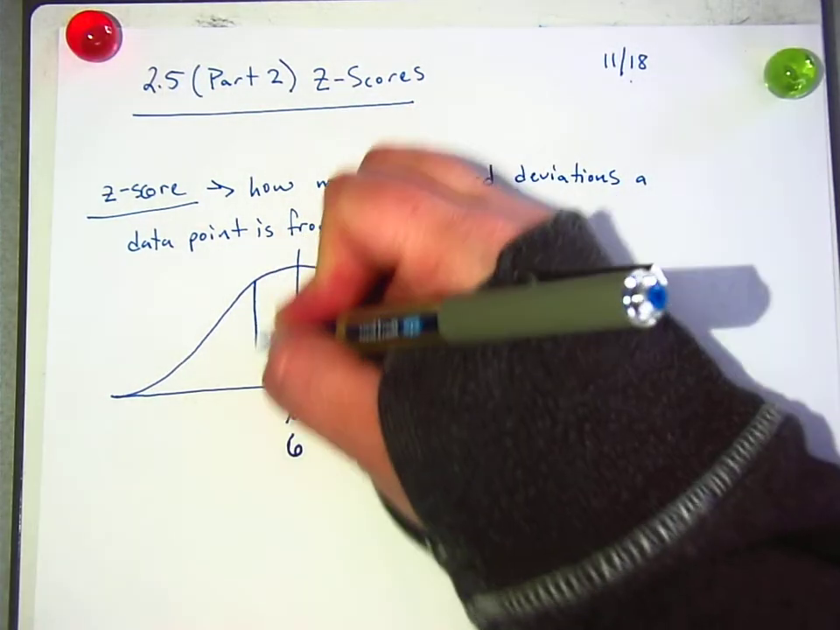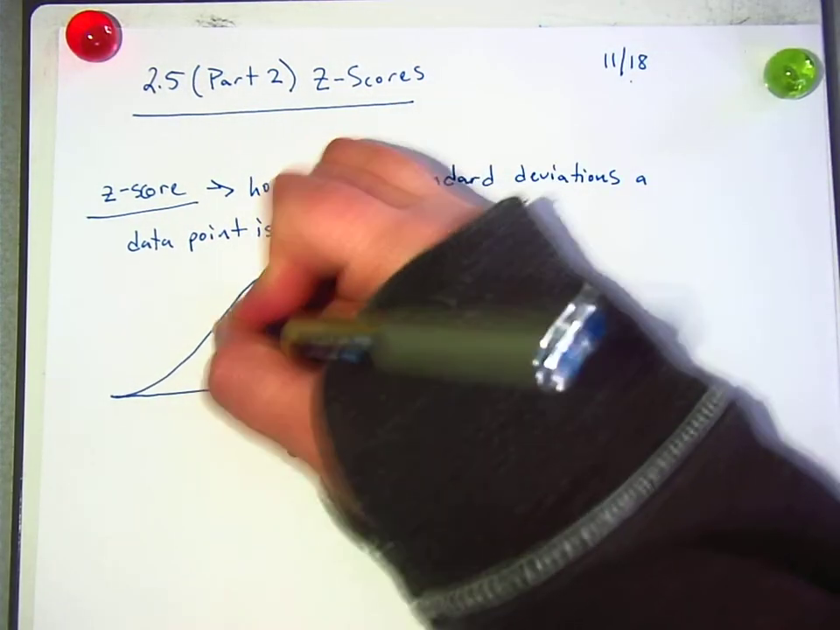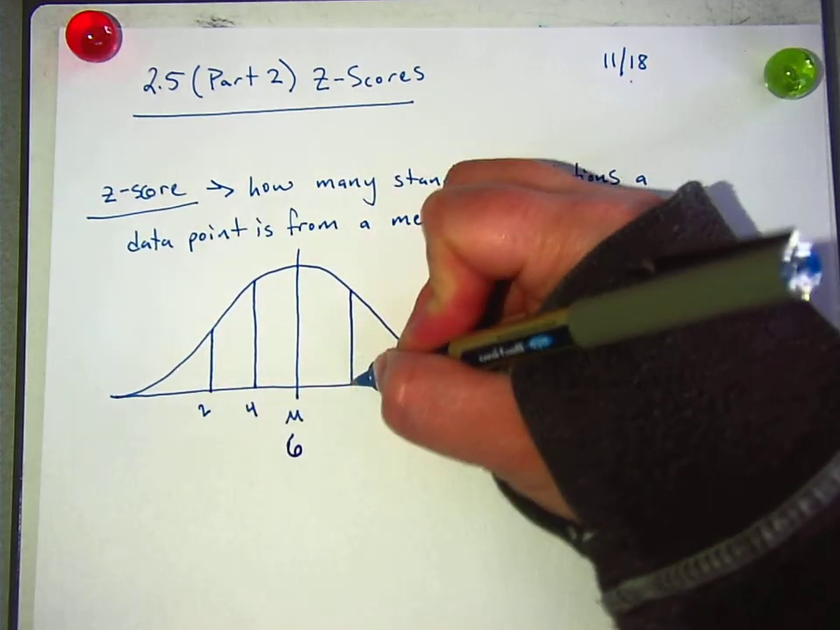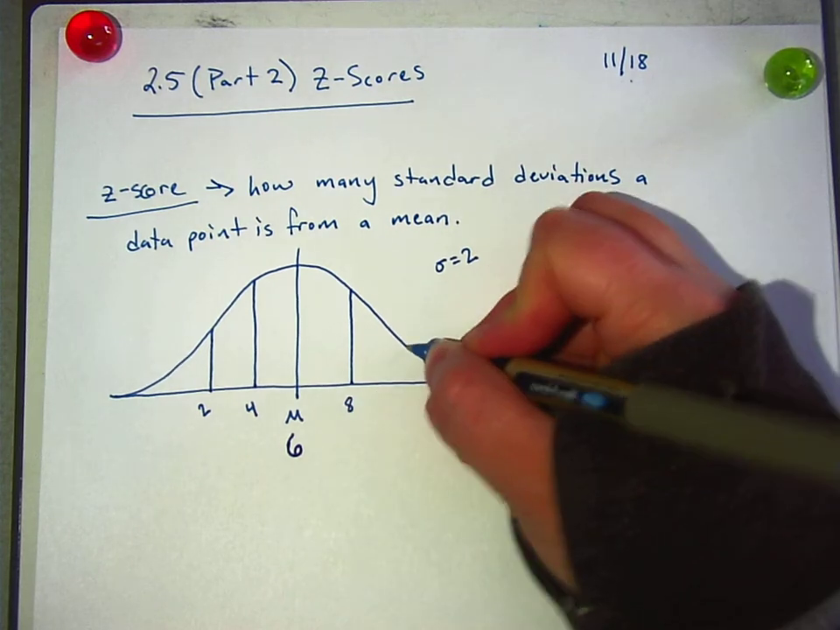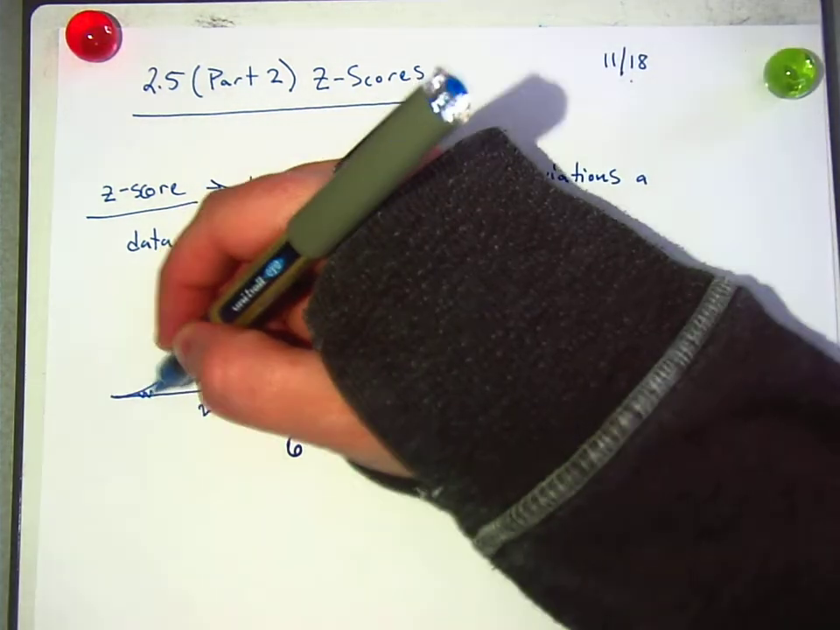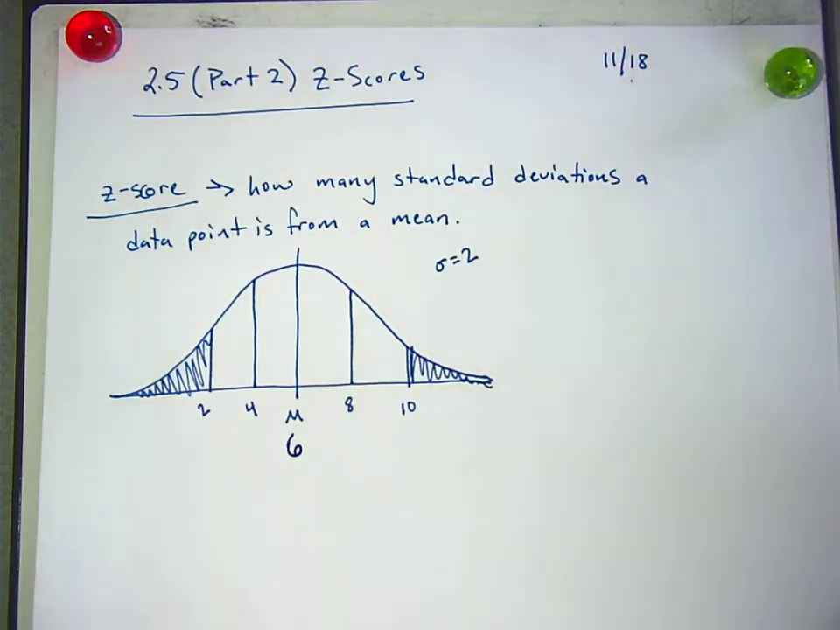So 1 standard deviation away would be what? 4. 2 standard deviations away would be 2. Over here we've got 8 and 10. Which means, who are my outliers? Beyond 2 and 10. So my outliers are people who have 1 or 0 pairs of shoes or more than 10 pairs of daily shoes that they would wear to school. Make sense? Okay, everybody okay with this?